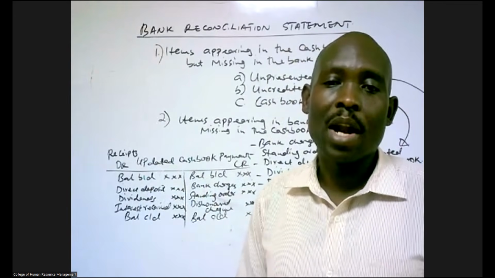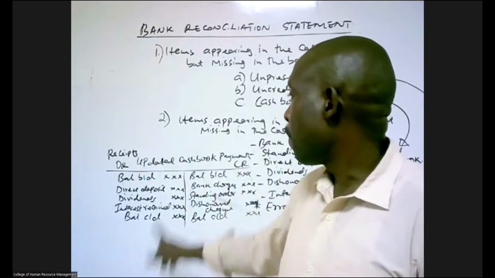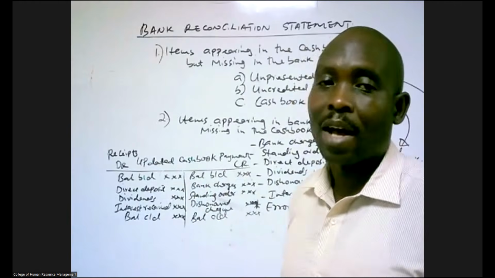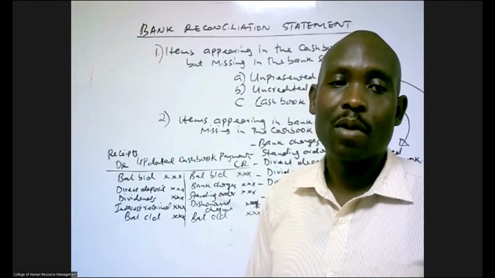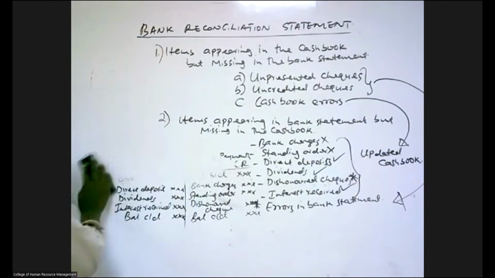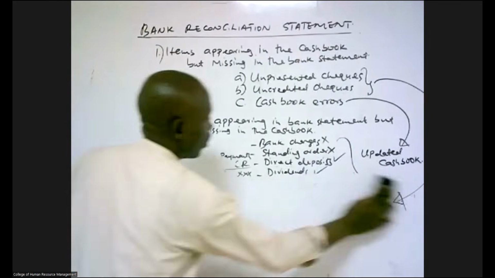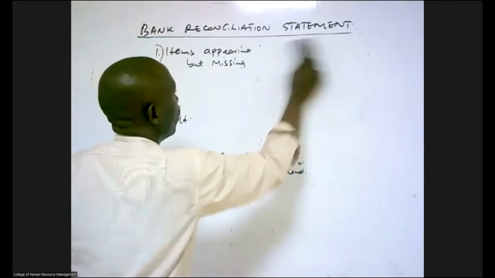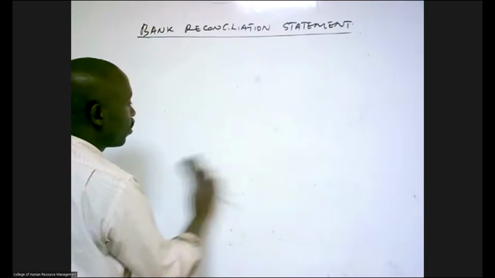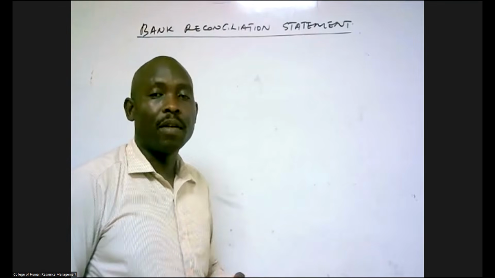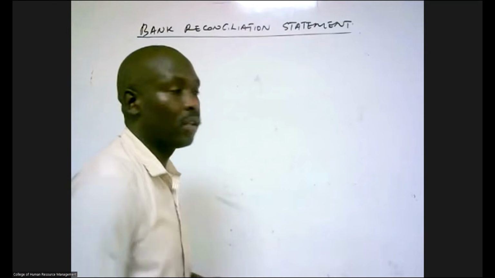That is how we do an updated cash book. Just an example, but we can have other items that are maybe not on this list. But these ones are the most commonly used items that we find in the questions. Understanding that on the updated cash book, we can now look at the format of our bank reconciliation statement.